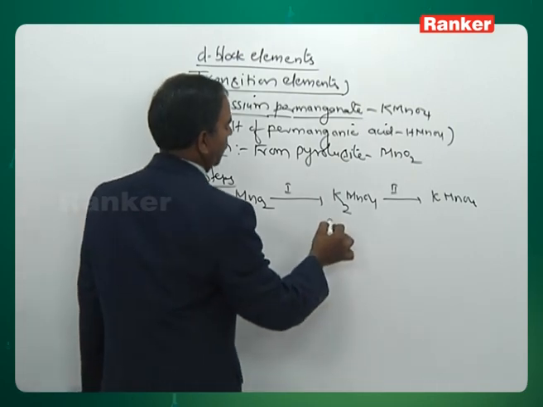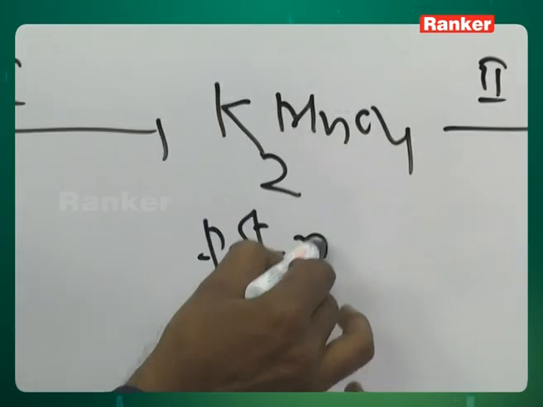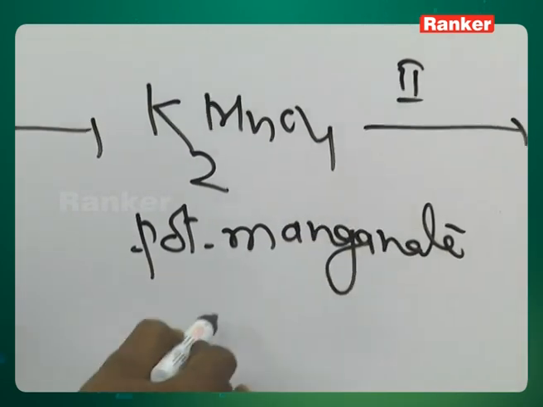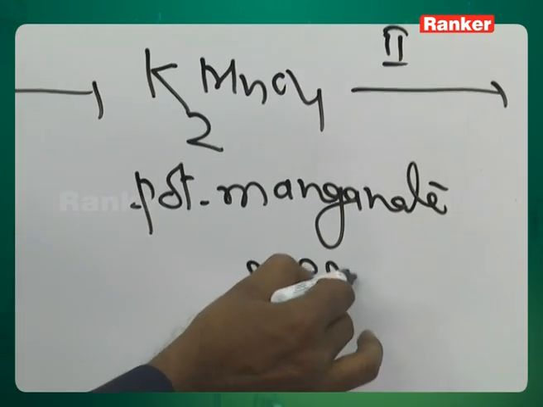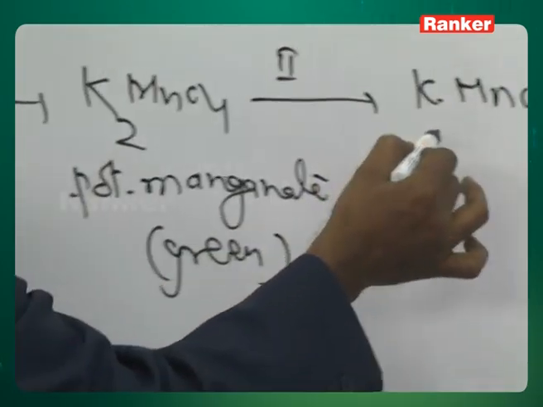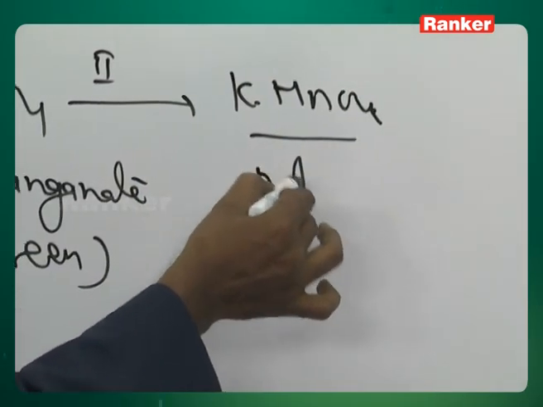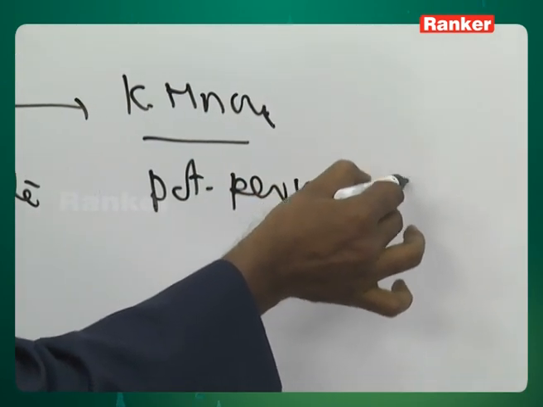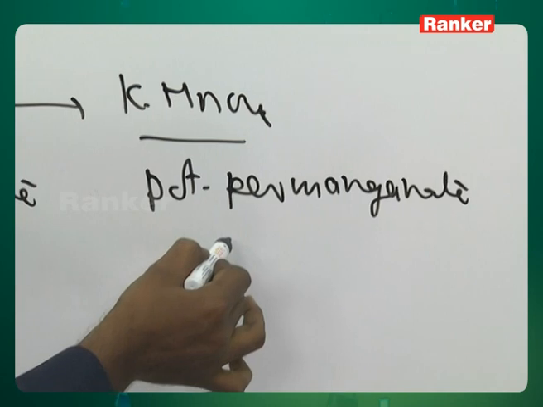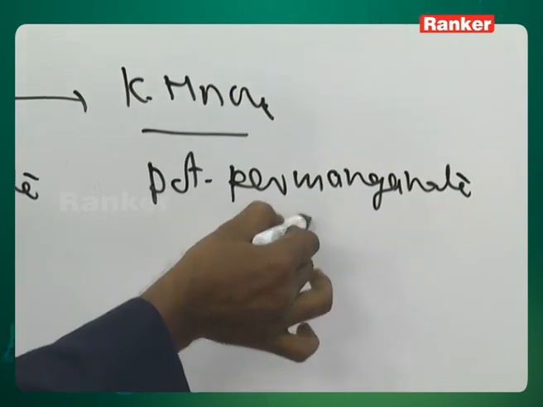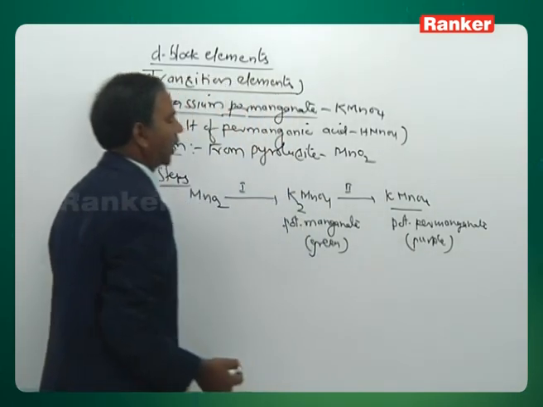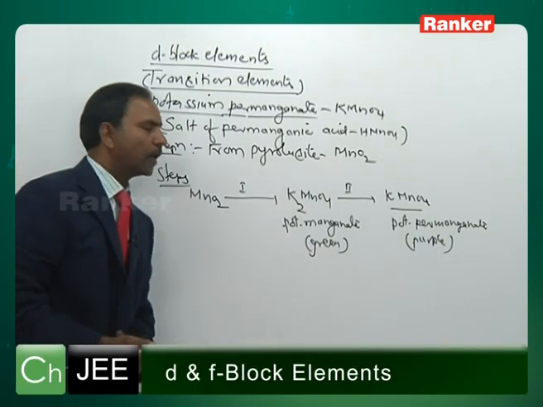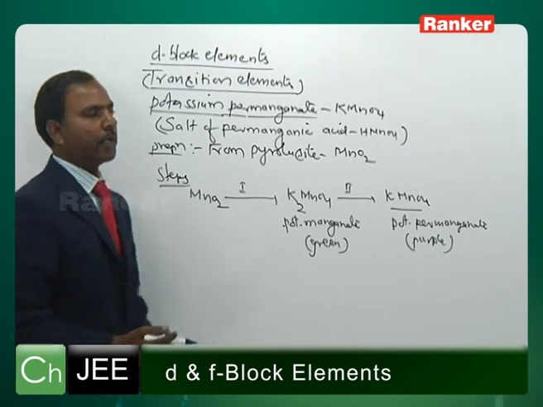This is potassium manganate. It is actually green in color. This is potassium permanganate. It is purple in color. Now let us see how to prepare first potassium manganate, followed by potassium permanganate.